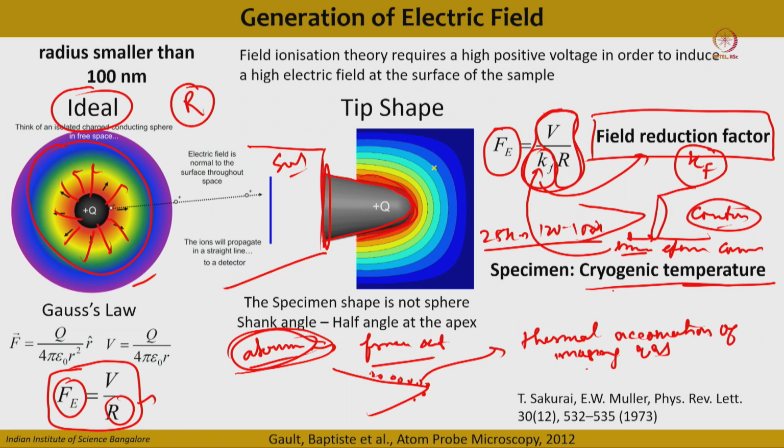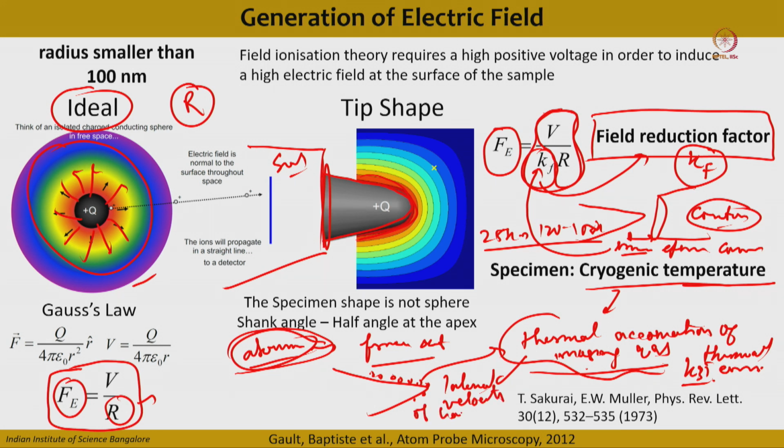And due to the cryogenic temperature, this thermal accommodation, or the thermal energy of the gas, kBT, is reduced drastically. This will directly affect the lateral velocity of the gas atoms, which is directly related to your resolution. Resolution means the ability to differentiate two atoms present on the tip surface by the imaging gas atoms. So this is the reason the cryogenic temperature is necessary.